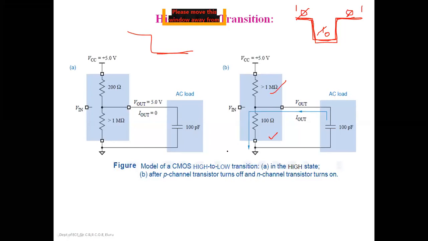That's why here we have taken two circuit diagrams. Figure A is with respect to the high state of the output voltage, and figure B is the transition from the high state to the low state, so the output is at the low state here. When it is in the high to low state, the PMOS transistor is off and the NMOS transistor is on now.